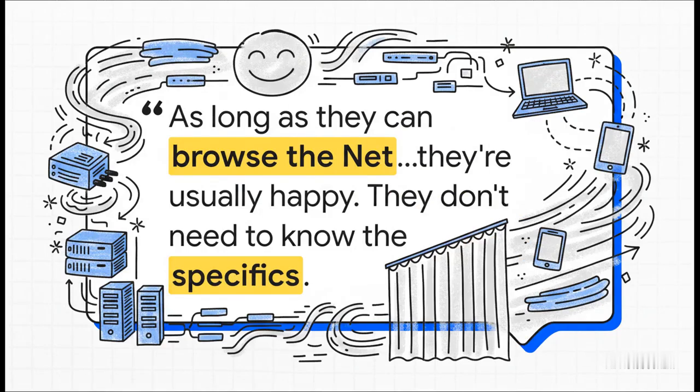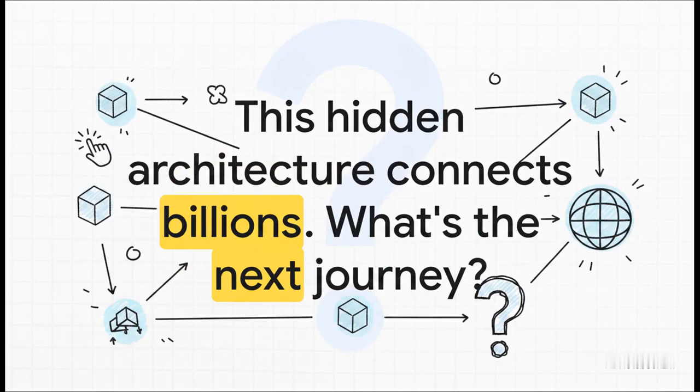And in the end, all of this incredible, mind-bending complexity, it's all designed to be completely invisible to us, just like the source material says. As long as we can browse the net or get our work done, we're usually happy. We don't need to know about all the magic happening behind the curtain. So hopefully, the next time you click a link, you'll have a little picture in your head of the secret journey your data is taking. This hidden, layered architecture connects billions of us every single second.